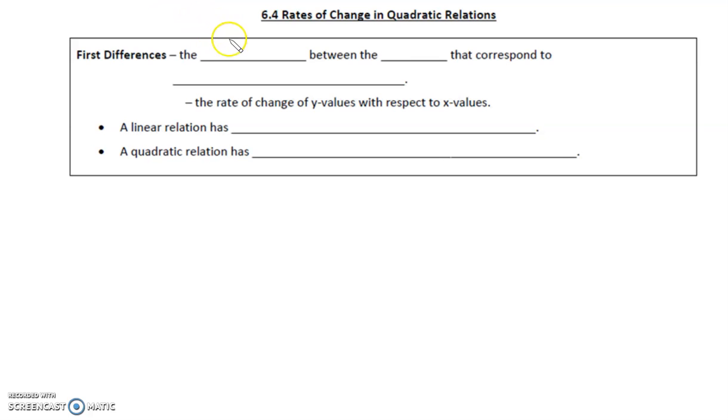Okay, 6.4 rates of change in quadratic relations. So first differences. These are the differences between the y values that correspond to consecutive x values. Okay, the rate of change of y values with respect to x values.